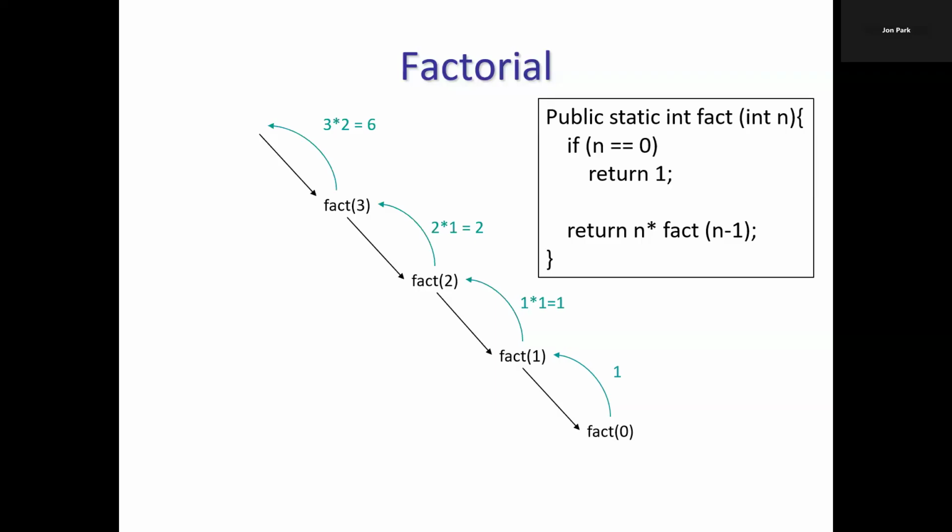So again, this is 1 times fact of 0. This is 2 times fact of 1. That's 3 times fact of 2. Okay. And let's say we have called this from the main method.